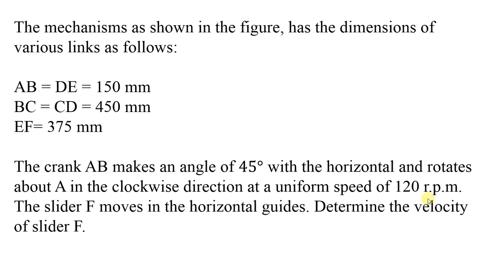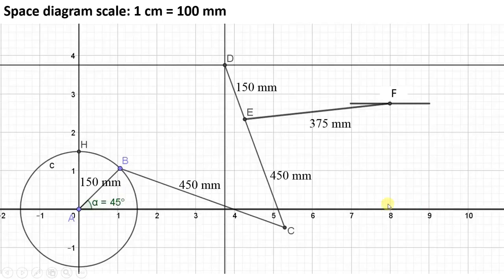makes an angle of 45 degrees with the horizontal and rotates about A in the clockwise direction with a uniform speed of 120 rpm. The slider F slides in the horizontal guide, and we have to find out what will be the velocity of slider F. Now the various link dimensions are there and the mechanism is as shown over here.